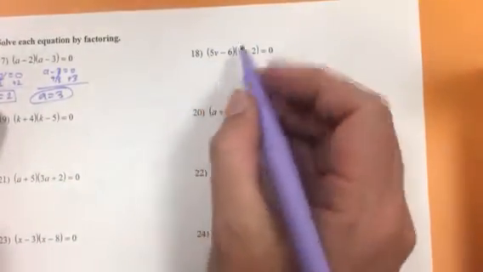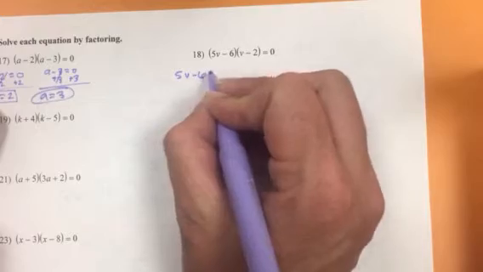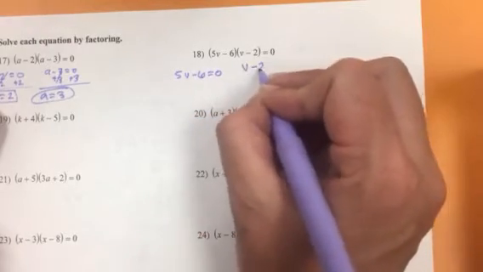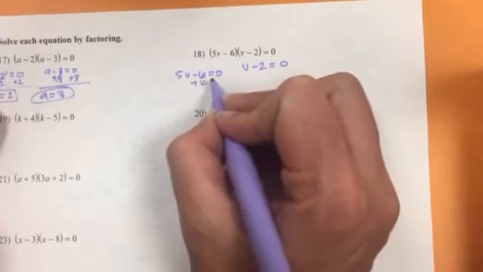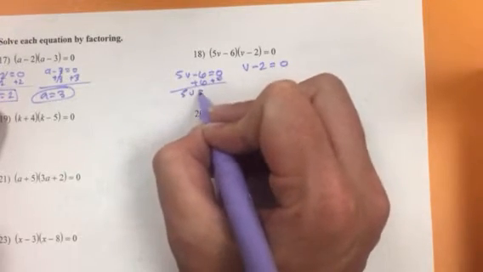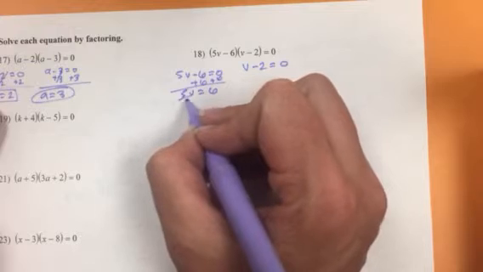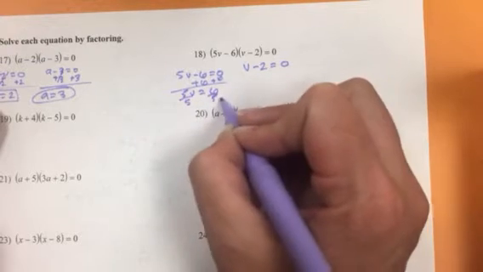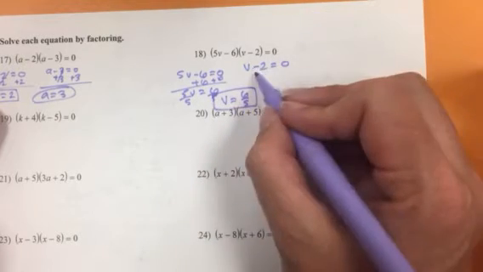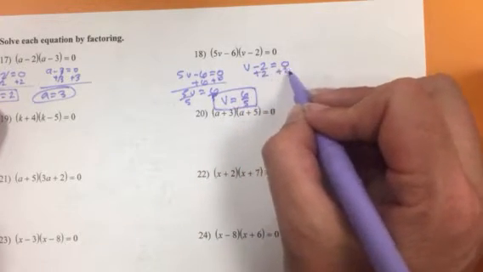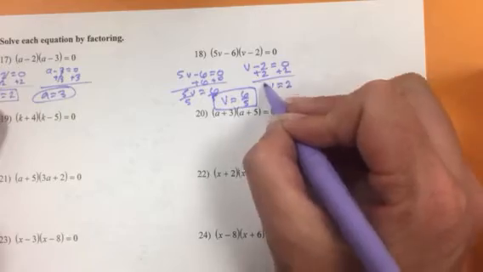Alright, for this example, this factor, 5v minus 6 would have to equal 0, and v minus 2 equals 0. I add the 6 over, 5v equals 6, get v by itself by division, v equals 6 over 5, and on this section we add 2, so v equals 2.